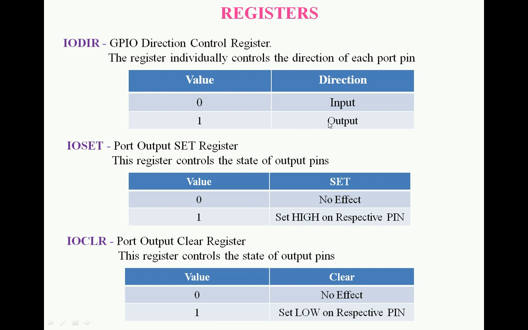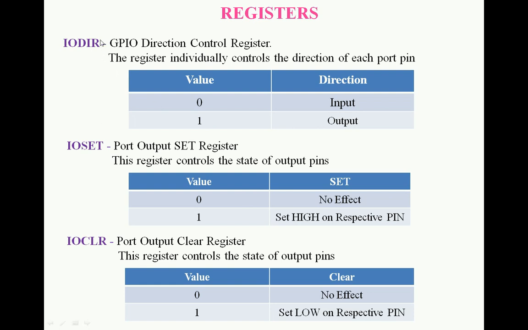Suppose you want to take some information from outside to the processor, which means you have to make inputs. If you store the IODIR register with all ones, then we are making all the pins output pins. Output pin means you can send the signal from those ports to the output, that is from the processor to the device, right?